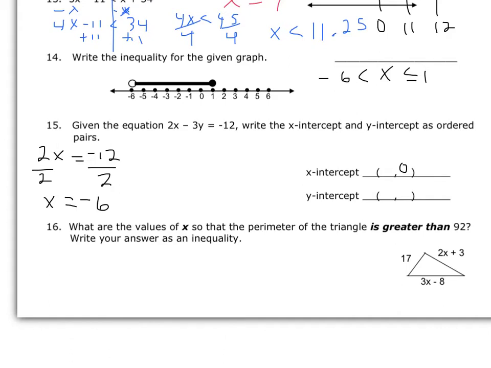Now to do the y-intercept, we're going to substitute 0 in for x. So right here, 2 times 0 is 0, and that leaves us with negative 3y equals negative 12. Divide by negative 3. y is equal to 4. Okay.